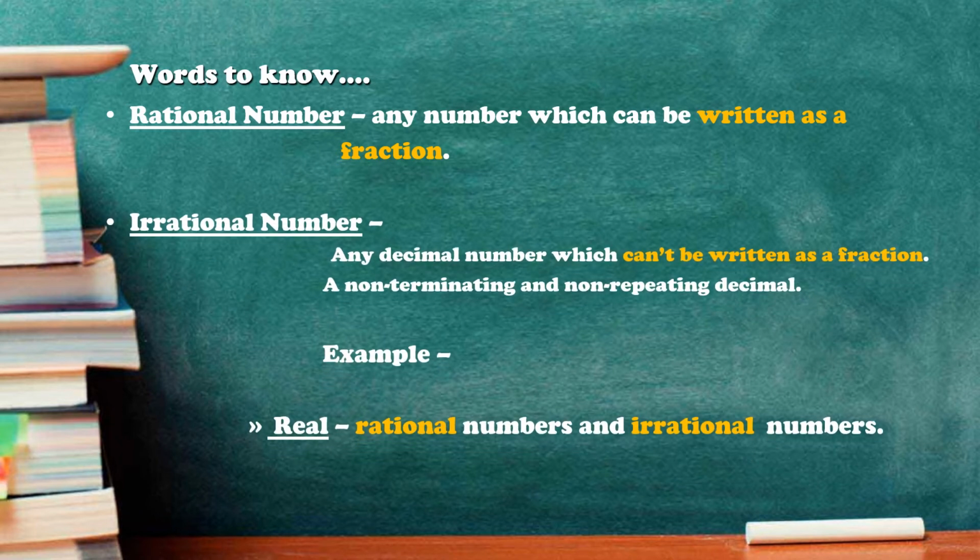And then we have irrational numbers. Any decimal number which can't be written as a fraction, a non-terminating and non-repeating decimal. Non-terminating, ibig sabihin hindi napuputol, walang hangganan. And then, non-repeating, hindi na inuulit. Okay. So, kabaligtaran ng rational, no? Example natin ay pi, 3.1459 and so on. Okay. Now, yung nabanggit kanina are subsets or parts of real numbers. Kaya nga po, real numbers are rational numbers and irrational numbers. Ayan.